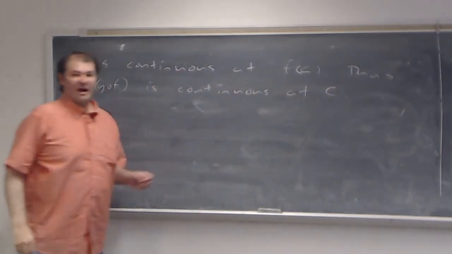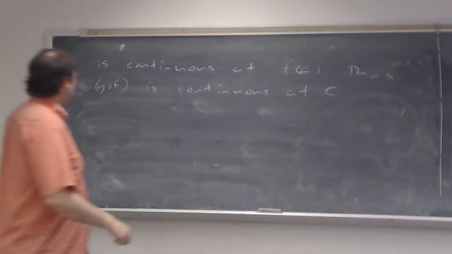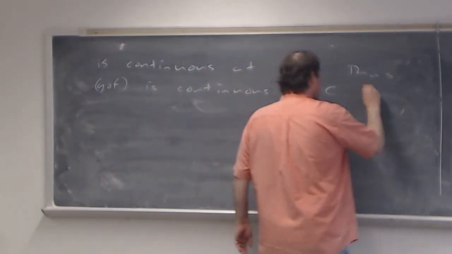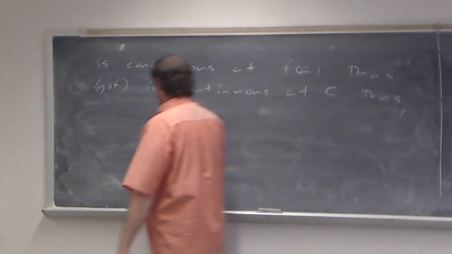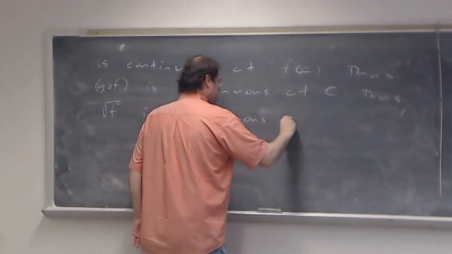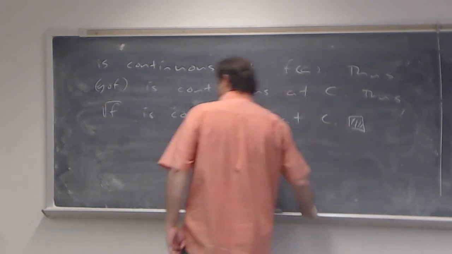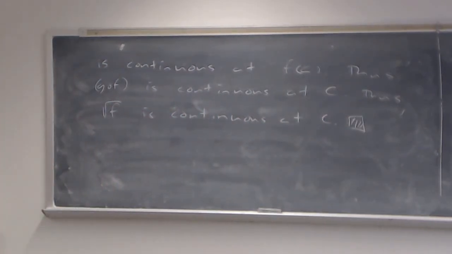And that's by the fact that we ended with last time. But what is g of f? Well, g of f is nothing more than the square root of f. It's continuous. And that's the proof. So really, it was heavily based on the two lemmas that I presented to you.